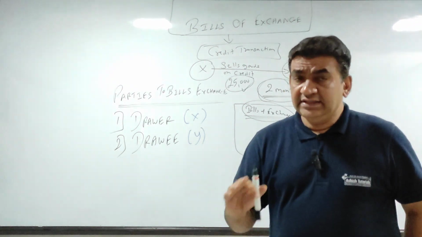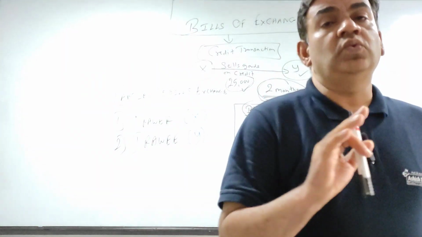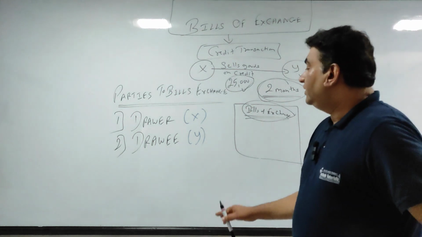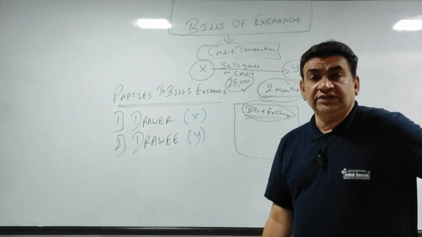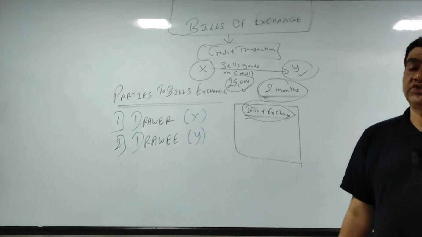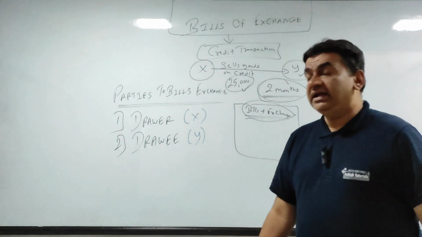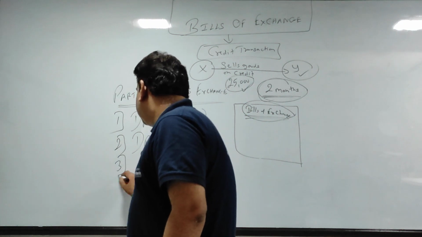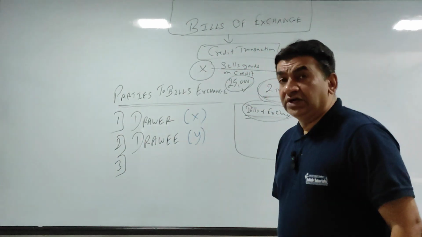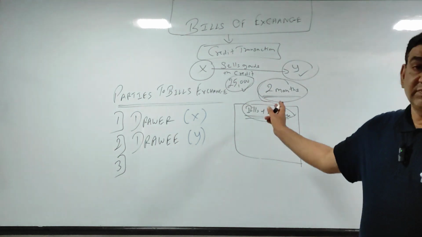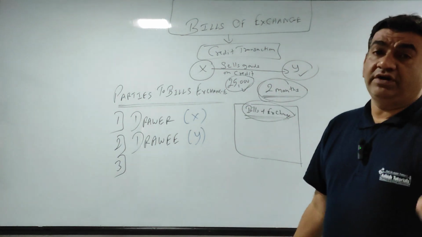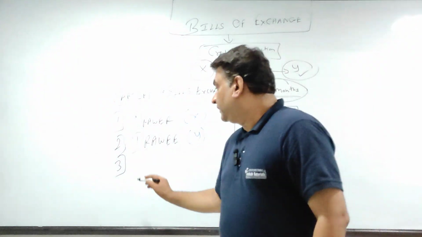So drawer means that person who draws the bill, who has to recover the money, and drawee is that person on whom the bill is drawn, जिसे पैसा देना है. So first party drawer, second party drawee. Understand this because ये समझ में आएगा. Now guys, be careful here. Very important for objective also.